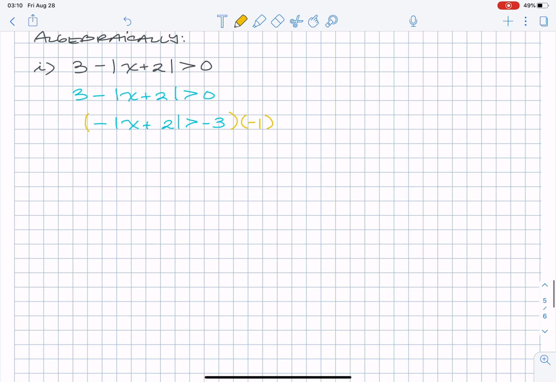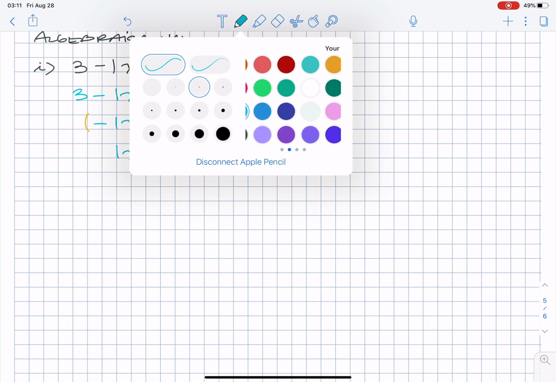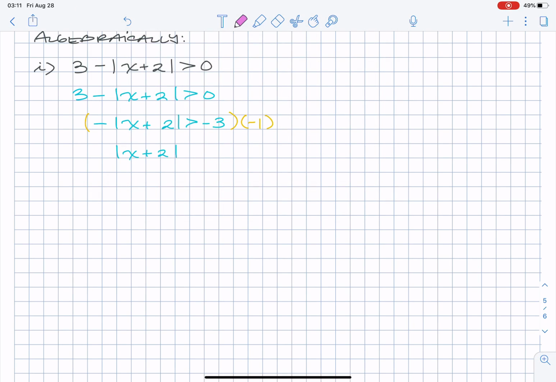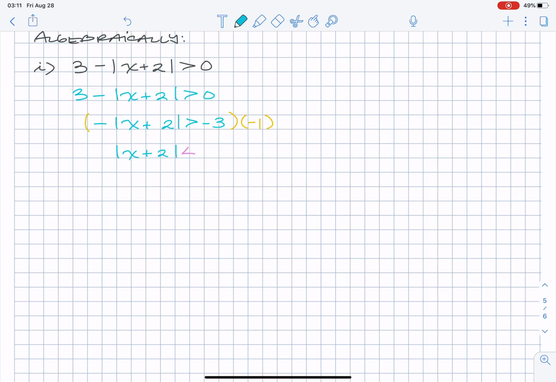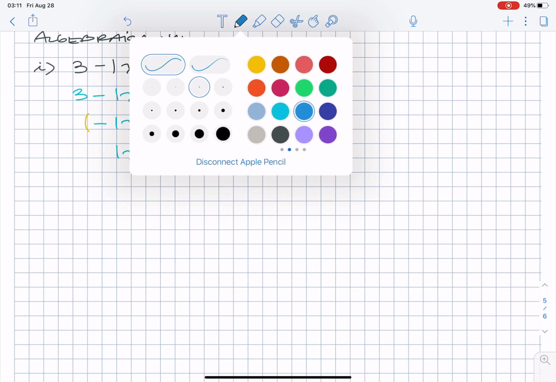But now I'm going to multiply this inequality by a negative 1. So what's going to happen now is I'll get the absolute value of x plus 2. I have to swap the inequality now, so this will be less than positive 3. So I made each side the negative of what it was, but I swapped the inequality because I multiplied by a negative.